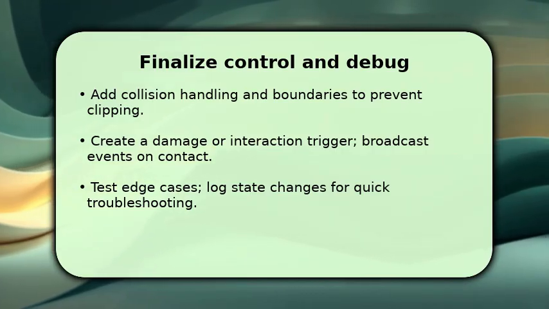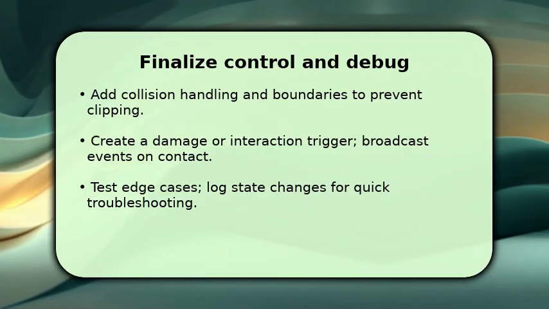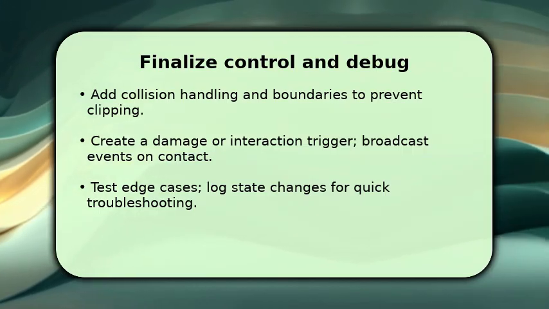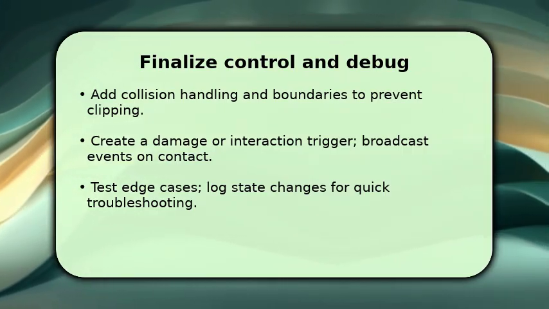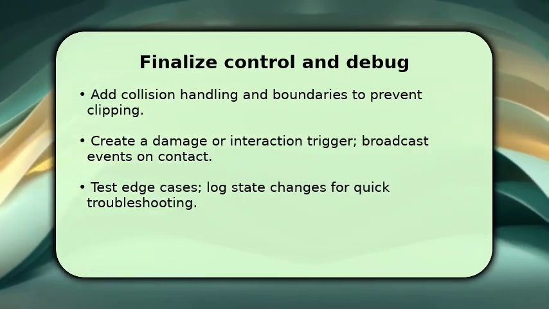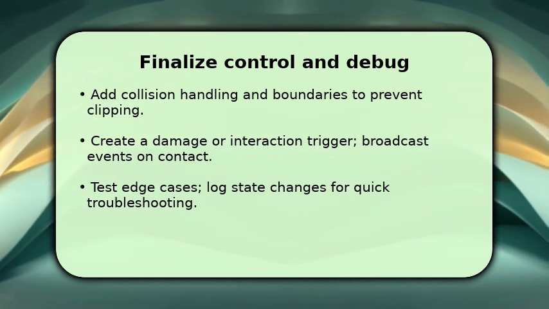If the NPC jitters or freezes, reduce movement step size, add wait 0.05 seconds in loops, and ensure state transitions are mutually exclusive.